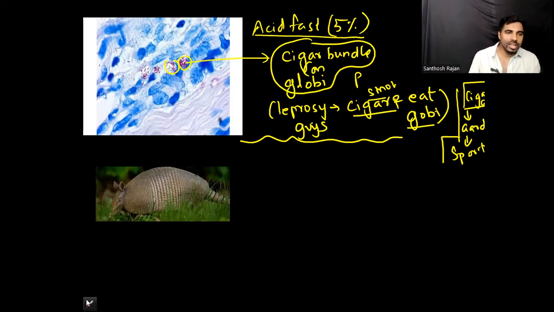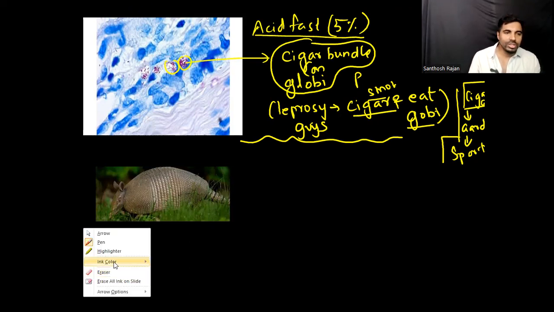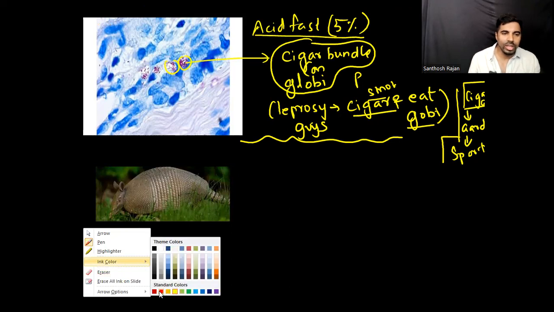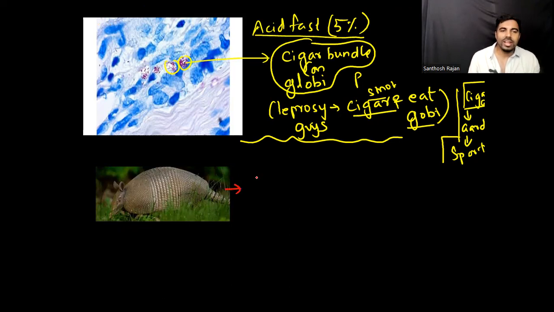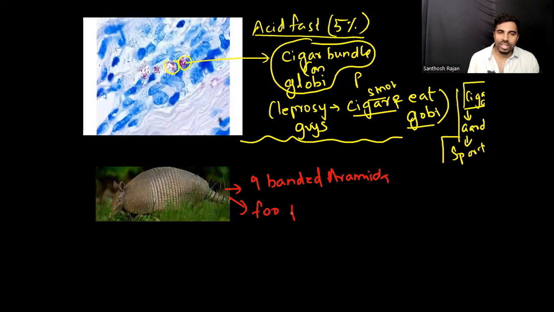And what is this one then? Which animal has come here? You must be knowing this. This is called what? Nine-banded armadillo. Or the other one, the foot pad of mice. In both of these, which bacteria grows? Your Mycobacterium leprae.